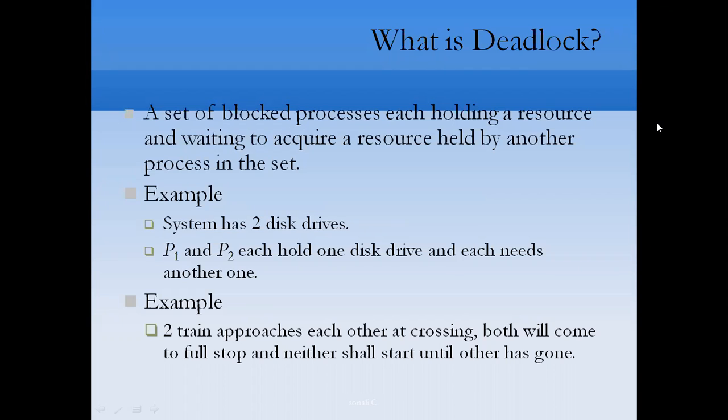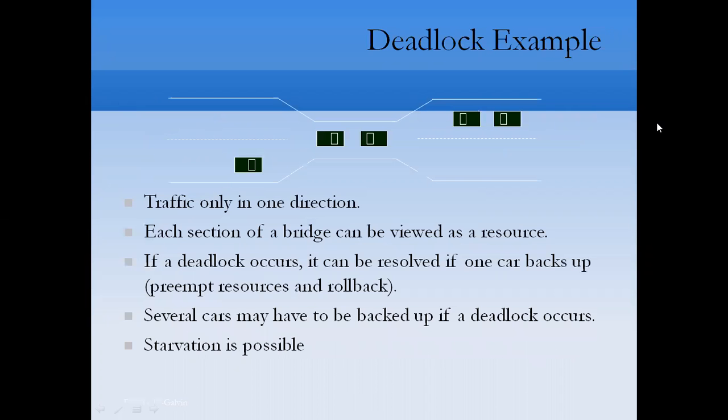For example, we have a system with two disk drives. The processes P1 and P2 each hold one disk drive and each needs another one. For example, two trains approach each other at a crossing. Both will come to a full stop and neither shall start until the other has gone.